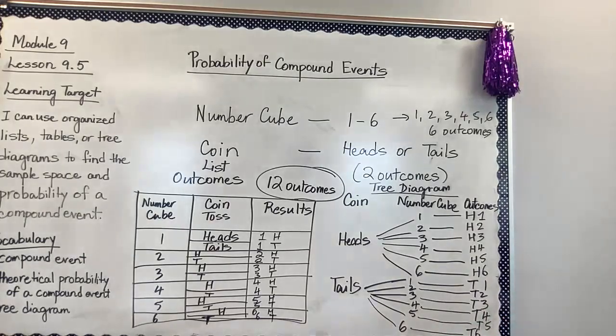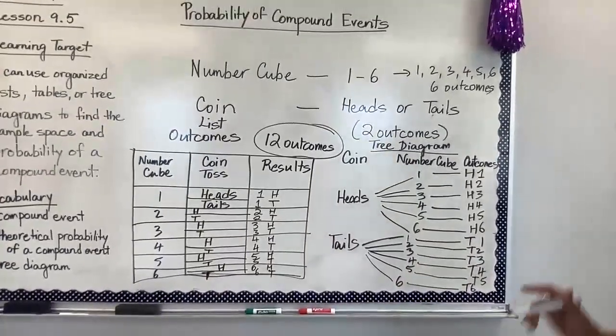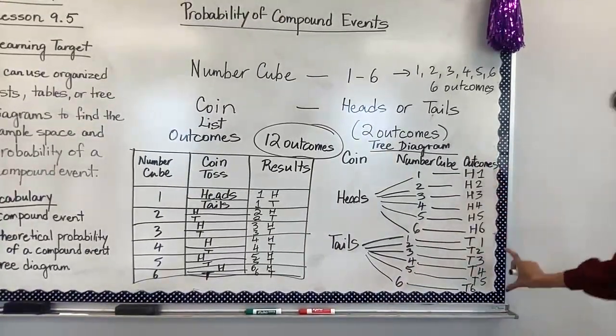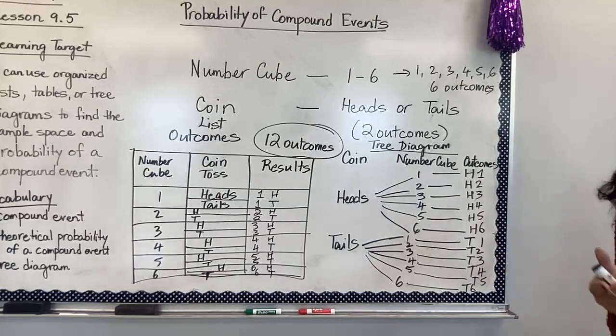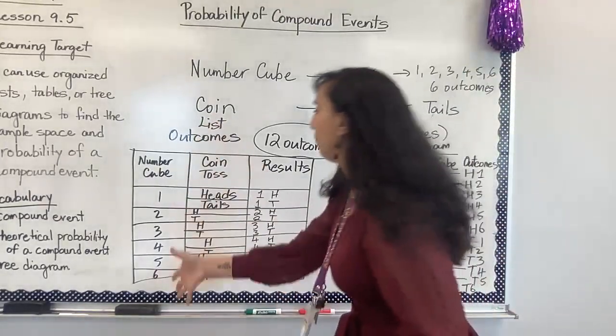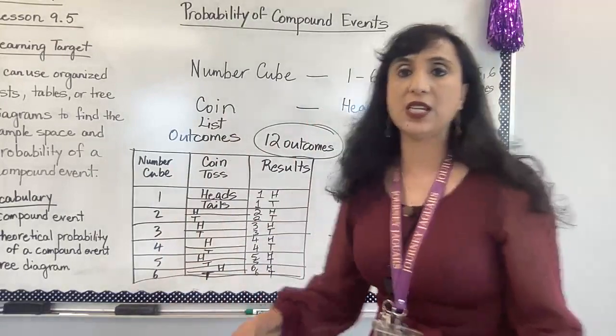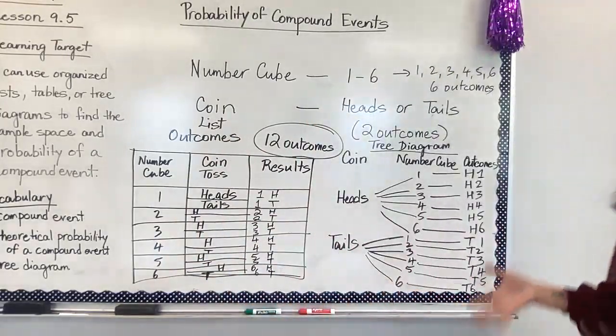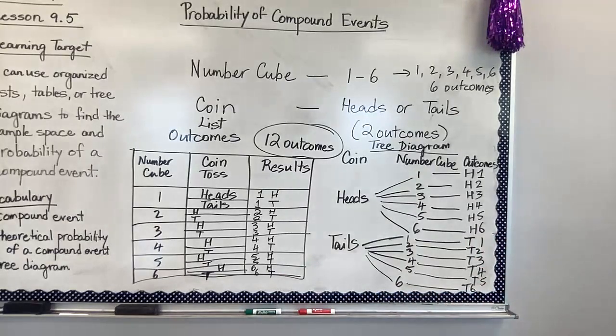So when I'm looking at this now, I can see that I have 6 of heads and 6 of tails. Total outcomes is going to give me 12 as my answer. Okay, so regardless of the order of events, whether I put the number cube first or the coin first, it doesn't matter. I am still going to end up with 12 different outcomes. So regardless of the order of events, the sample space in the compound event consists of 12 different outcomes.